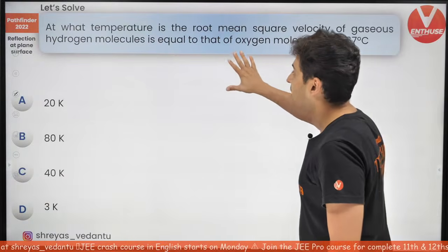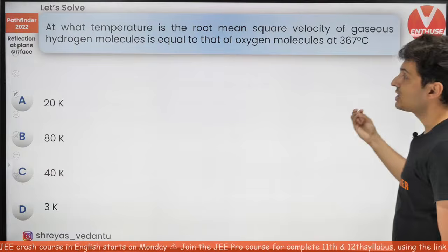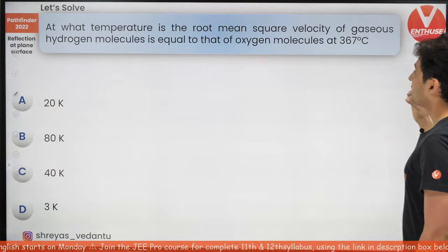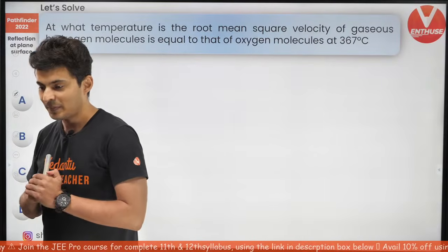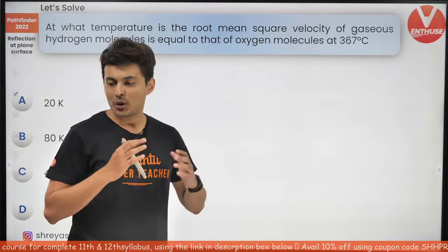At what temperature is the root mean square velocity of gaseous hydrogen molecules equal to that of oxygen molecules at 367 degrees Celsius? Okay, come on, let's see how to do this.